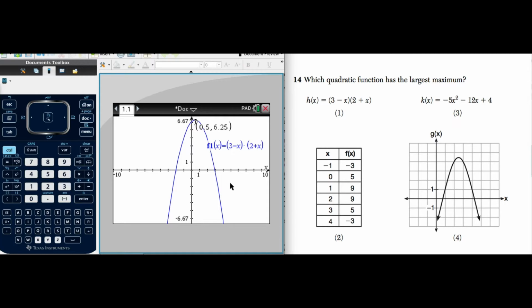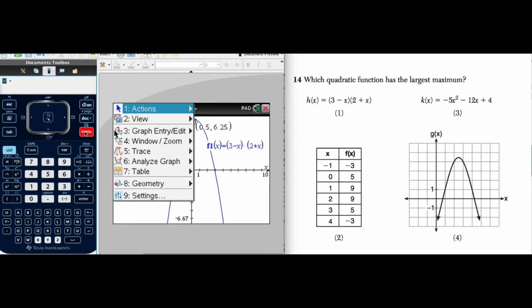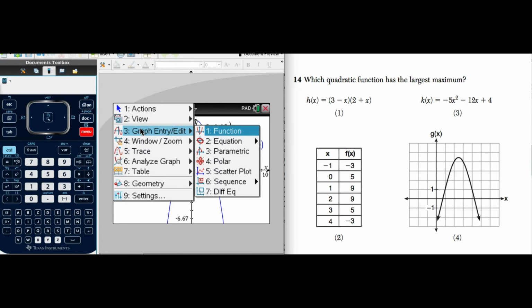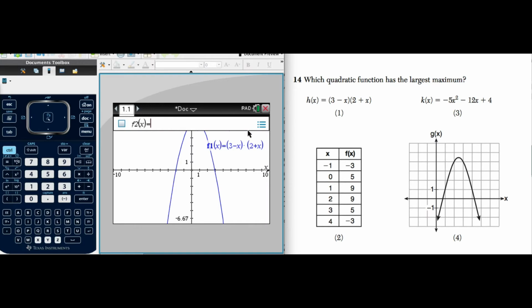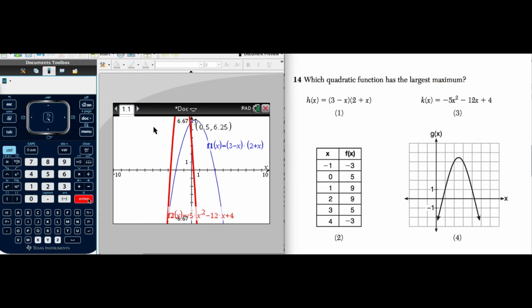Let's go and graph another. So in this case, we're going to add another graph, another function. So we go to number 3 and click function. And now we'll type in our values. Remember to use the negative as opposed to the subtraction symbol. Negative 5x squared minus 12x plus 4. We'll hit enter. Oh, that goes off the graph.